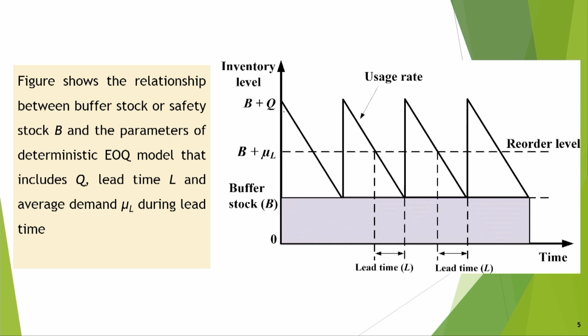So when you order Q quantity, then inventory level becomes B plus Q, and on an average, lead time is basically this one, L. So this is the lead time: here I place the order and here it arrives, and average demand during lead time is mu L. So that means we have to keep that mu L plus B. So B plus mu L, that thing has to be kept, and these are the usage rate.